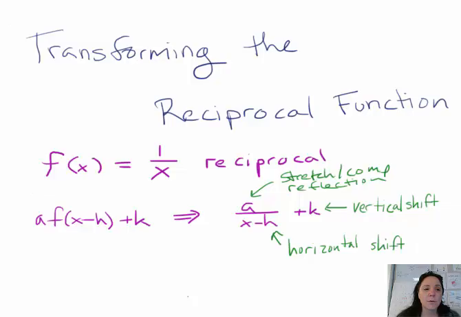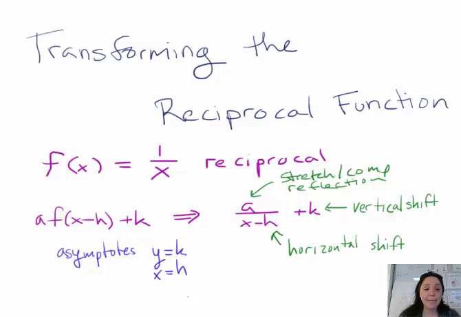So let's also grab yet another color and consider our asymptotes. Our asymptotes for this function are going to be at y equals k and at x equals h.